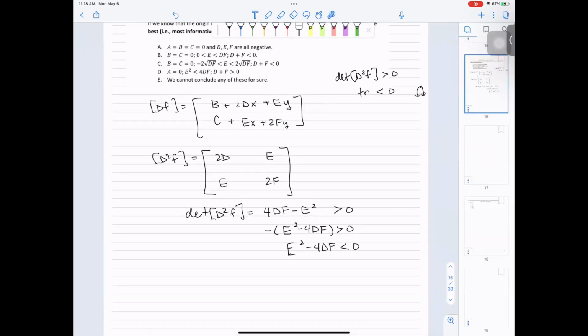So how do I solve this? Oh wait, let me continue. e squared less than 4df. Okay, now the sign is always like a problem. Is e less than and greater than something, or is e less than or greater than something? Which one do I use?